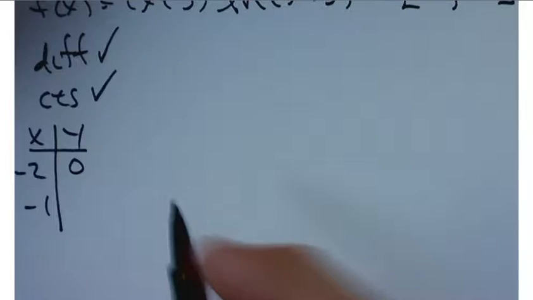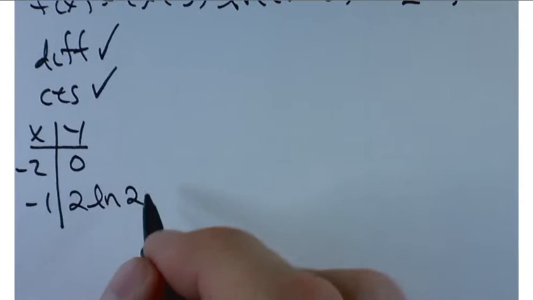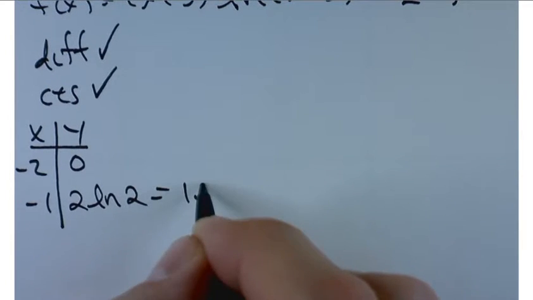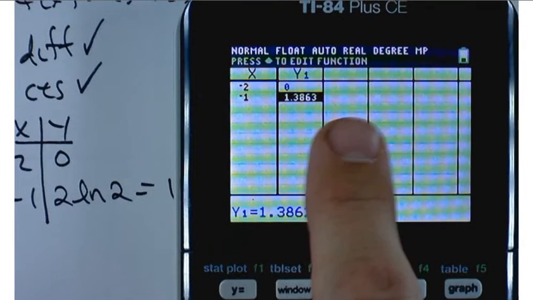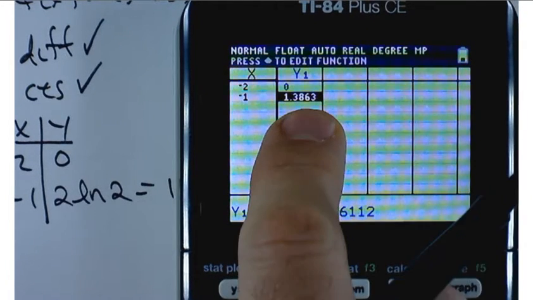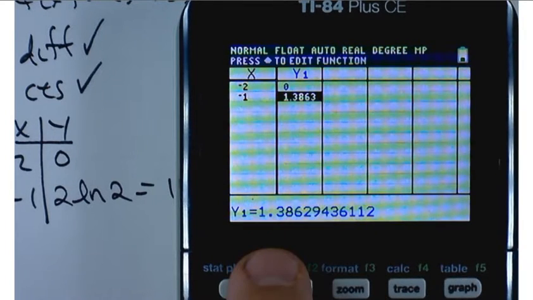Now the decimal value for that is 1.3863, etc. If you need more digits than this holds, then take your cursor and put it on that, and at the bottom you'll see all the digits you could possibly desire. So 1.386.